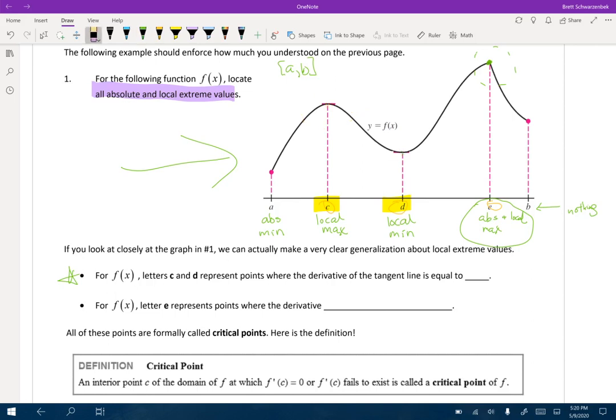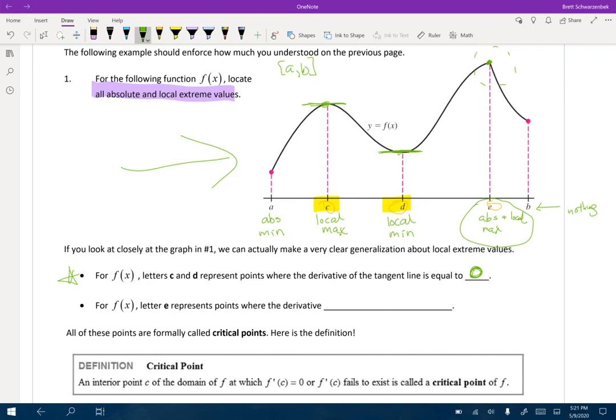So if we were to draw a tangent line at this point or at this point, the derivative would be equal to what? Well, what would be the slope? It looks like a perfect horizontal line, so the slope would be equal to 0, therefore the derivative would be equal to 0. So that is a profound, important concept. If you recall, we did do something like that in the last problem in one of the previous sections.